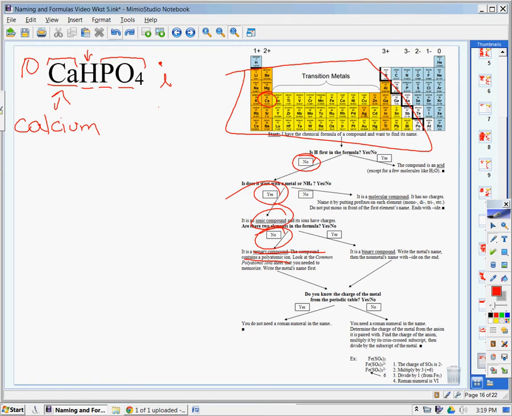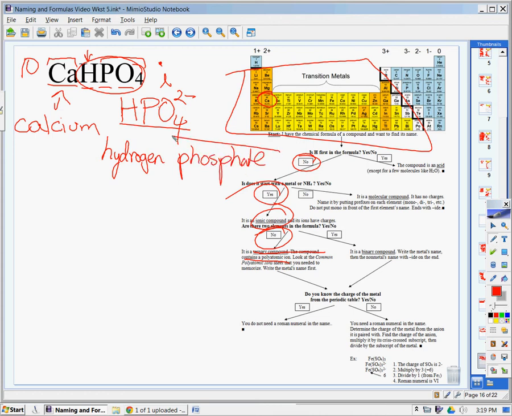If you look closely at your polyatomic ion list, you will see there's actually a polyatomic ion that's listed on your sheet that says HPO4 2 negative. That's this thing. This thing has a name. It's called hydrogen phosphate. So this compound is not calcium and hydrogen and phosphate. It's calcium, hydrogen phosphate. Hydrogen phosphate is the ion. It's the anion here. So that means it's calcium hydrogen phosphate. That's the name. That's the answer.